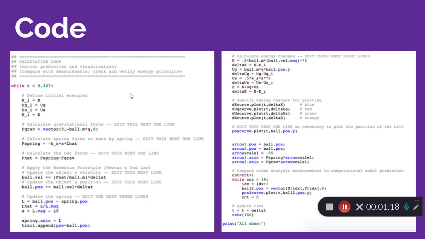So here's our code. This is our model that we're going to set up that we're trying our hardest to make look like the original Tracker data. As you can see, we clearly have edited these lines. Here, you have the force of gravity equal to the vector of 0 in the x direction, 0 in the z direction, but a negative force of mass times gravity on the ball. This calculates the gravitational force, then the spring force, as you can see, which is clearly negative ks times L hat.